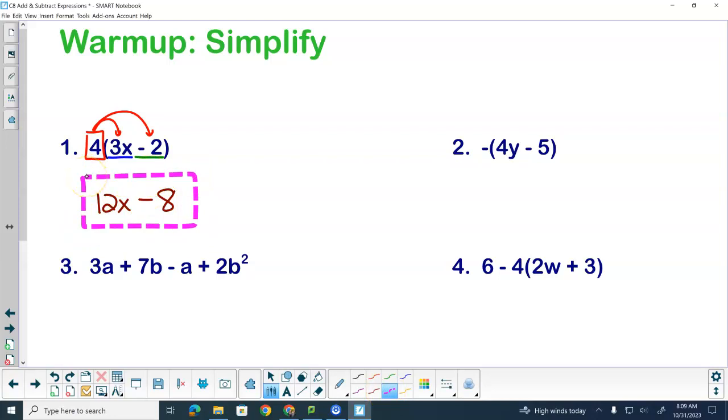You want to go top to bottom or left to right? Or diagonal? Which one do you want to do next, basically? 2, 3, or 4? 3? Okay. Any like terms with A? There's a negative A, right? Okay. So what is 3A minus 1A? 2A. Are there any like terms with B? Nope. So that's just going to be plus 7B. Are there any like terms with B squared? Nope. So that's going to be plus 2B squared.